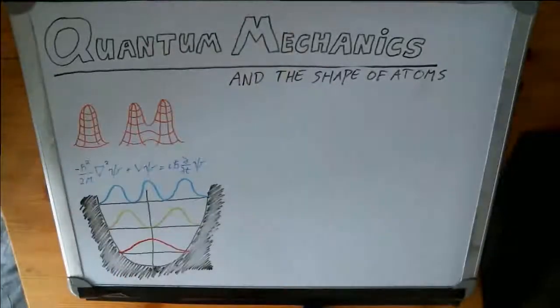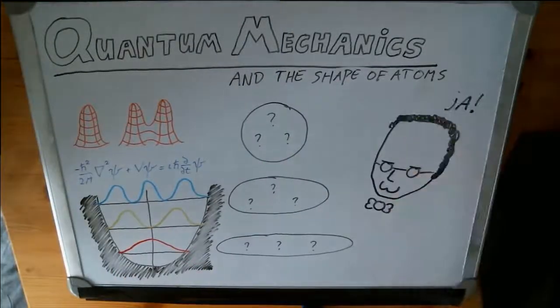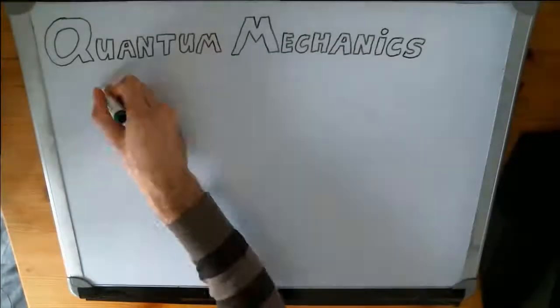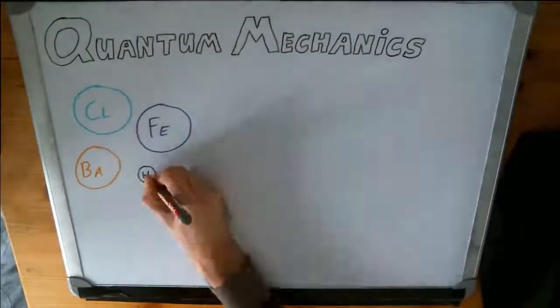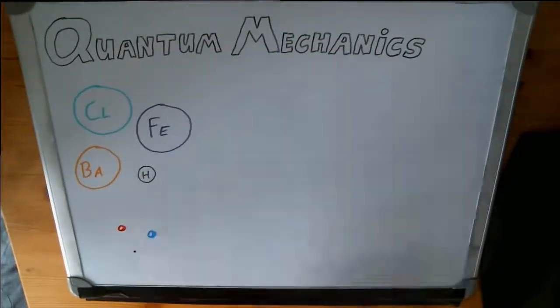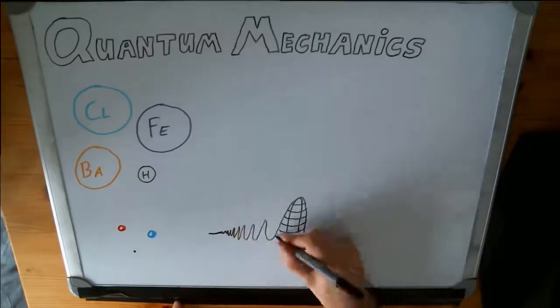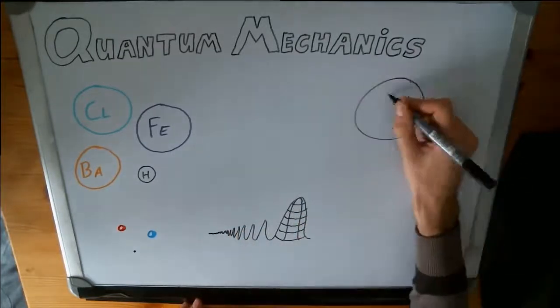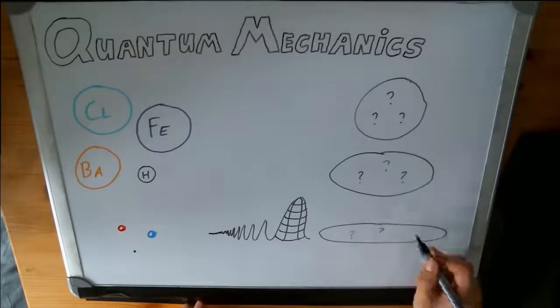Quantum mechanics and the shape of atoms as discovered by Schrödinger. We all know about quantum mechanics, which is of course the physics theory that describes atoms and elementary particles, how they move around like slushy little waves, and interestingly, it predicts what they look like, what shape they have.